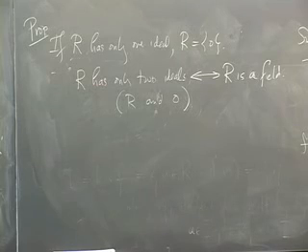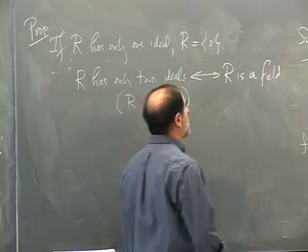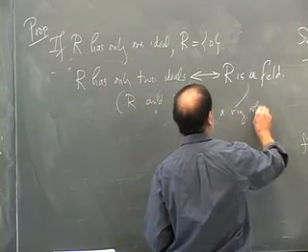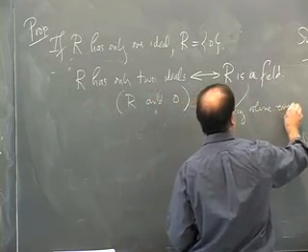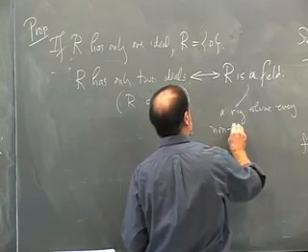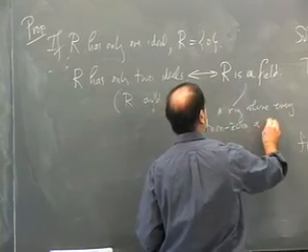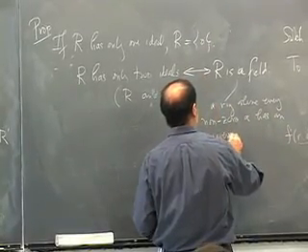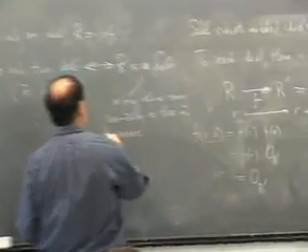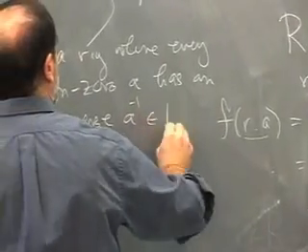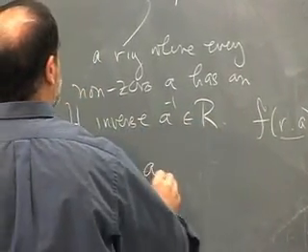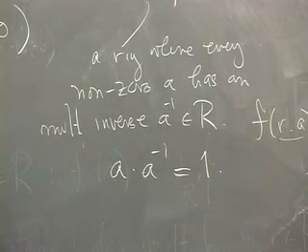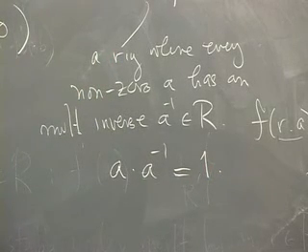Remember, a field is a ring where every non-zero element has an inverse. A ring where every non-zero A has an inverse, a multiplicative inverse, A inverse in R, with the property that A times A inverse is the identity element in R. That's really the definition of a field if you look at it.